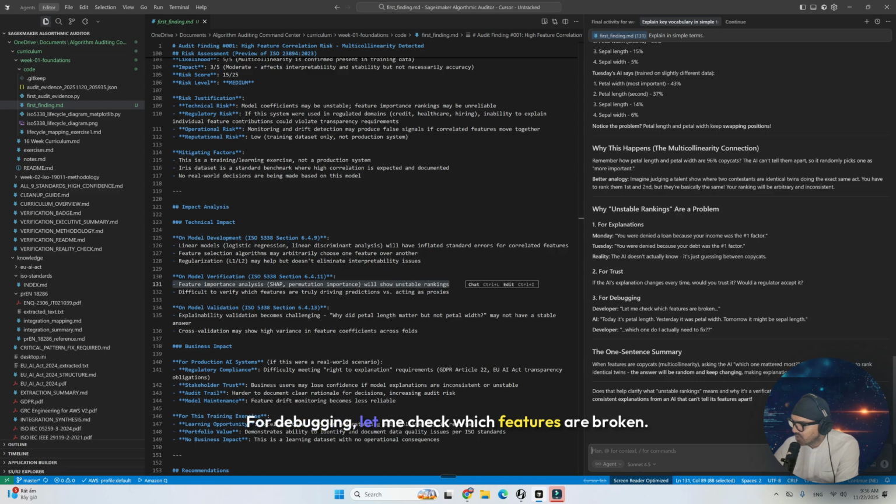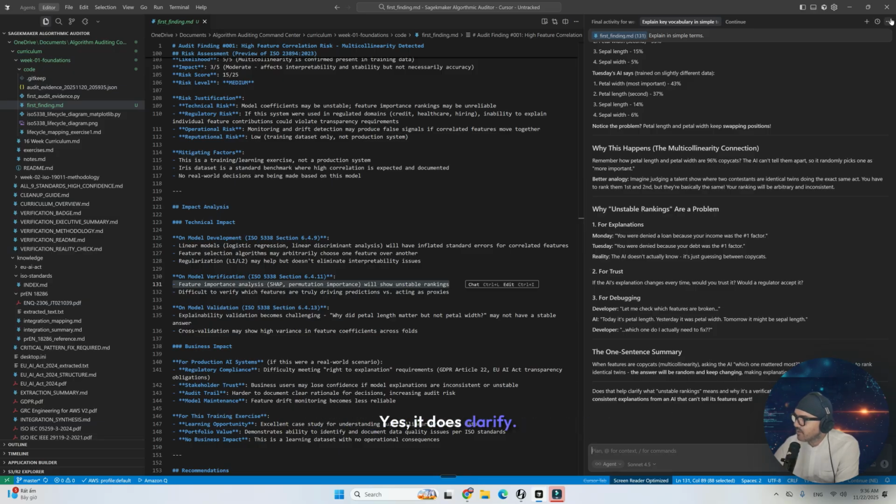For debugging, let me check which features are broken. Today it's petal length, yesterday it was petal width, tomorrow it might be sepal length. Okay, so when features are copycats, multicollinearity. Okay, I've got that now. Which one mattered most? It's like asking someone to rank identical twins. The answer will be random and keep changing.